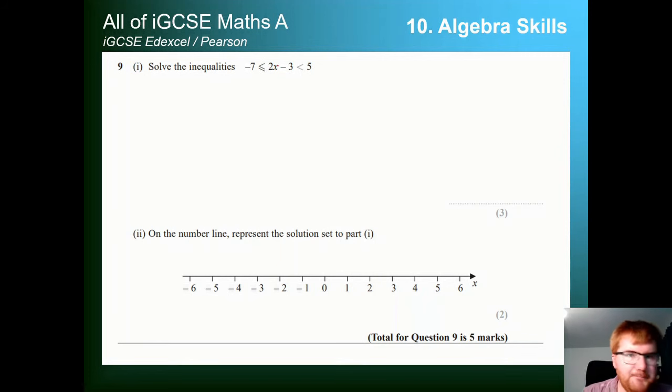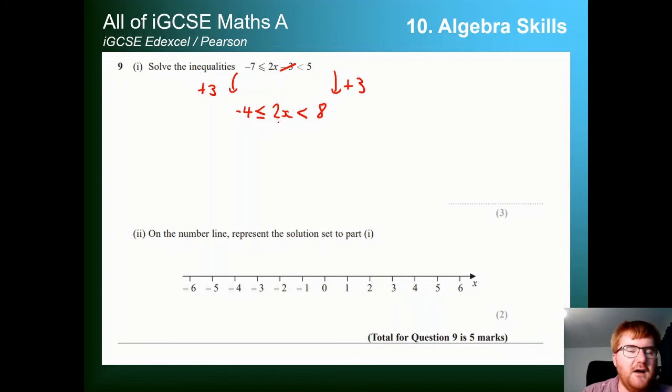What do I mean by this? Well, we have a minus 3. What's the opposite of minusing 3? Adding 3 on all parts of the inequality. So what I mean by that is minus 7 plus 3 is minus 4. The minus 3 cancels here. Don't forget we've also got the 5 over here, so 5 plus 3 is equal to 8.